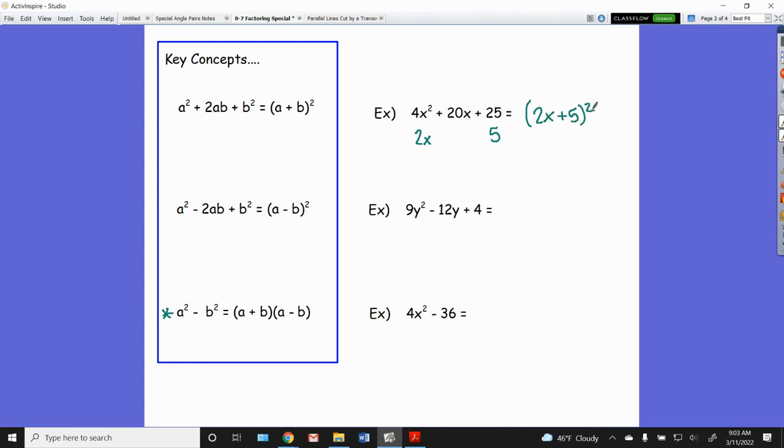Now, the good news is if you choose to do this shortcut, guys, you can actually distribute or FOIL this back out to check yourself. So just like on all these lessons, you can check to make sure you got the right answer.